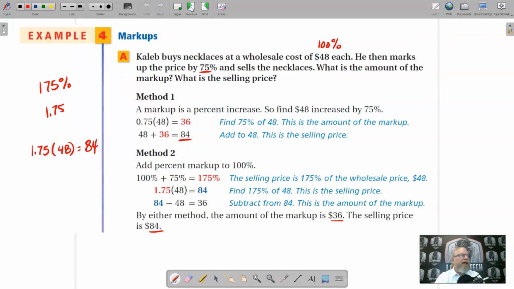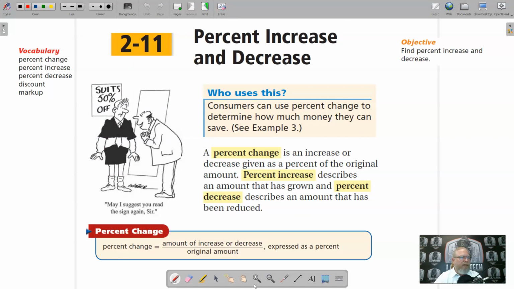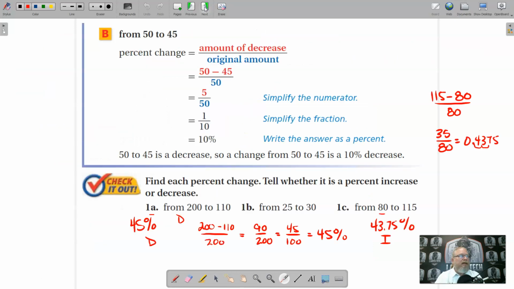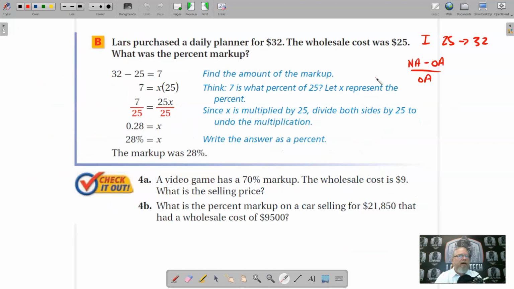If we go back and look at the first page here, percent of change is equal to the original amount of increase or decrease. So we're going to subtract the two numbers so that we get a positive number. Then we're going to divide by the original amount, and then we're going to express it as a percent. So let's go ahead and jump back to that page. Here it is. So I've used these abbreviations.